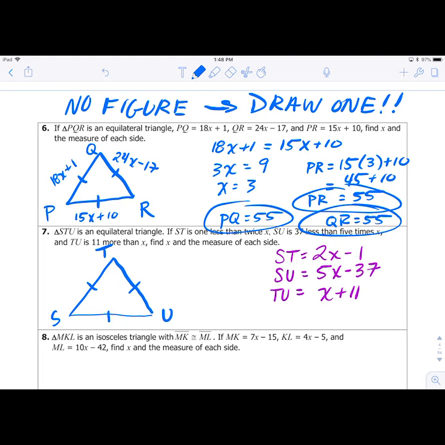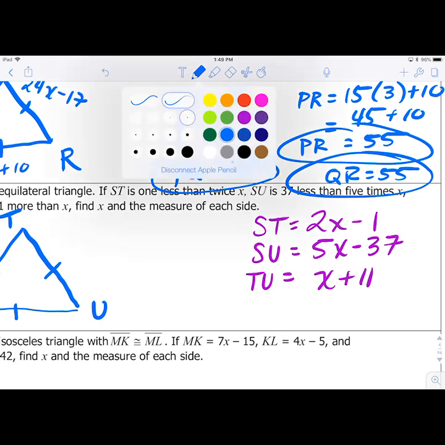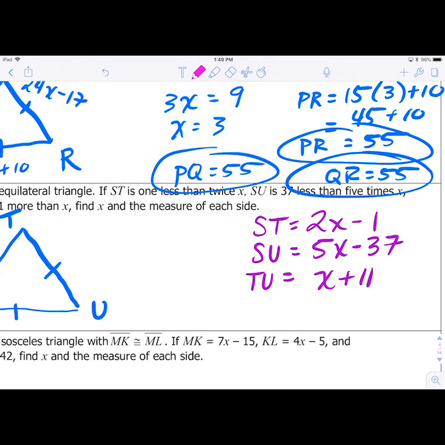So I decoded the other ones for you. SU is 37 less than 5 times x. That's 5x minus 37. TU is 11 more than x. More than signifies addition. So we add x and 11. All right. This is equilateral. I'm going to set any two sides equal to each other. Let me get a different color up in here. So let's just set x plus 11 equal to 2x minus 1.